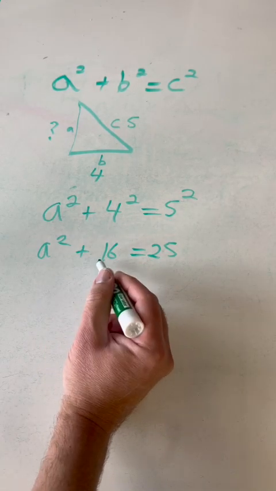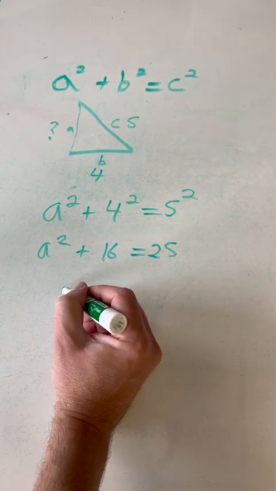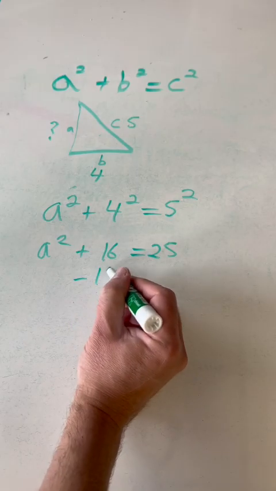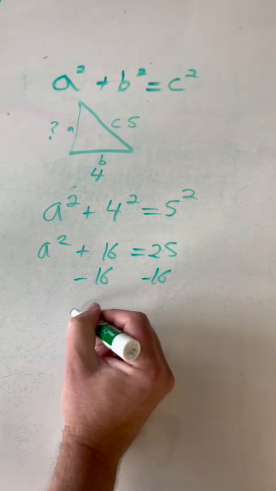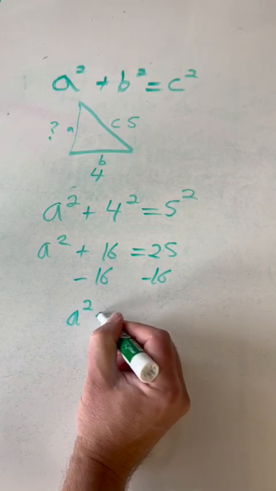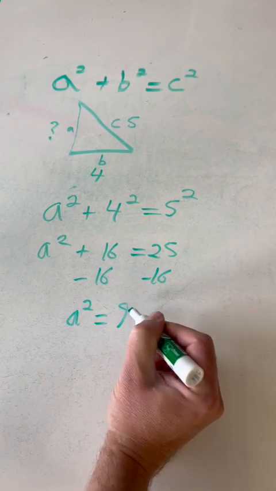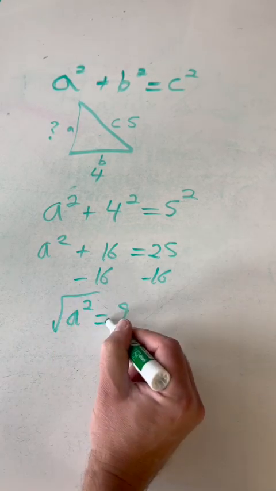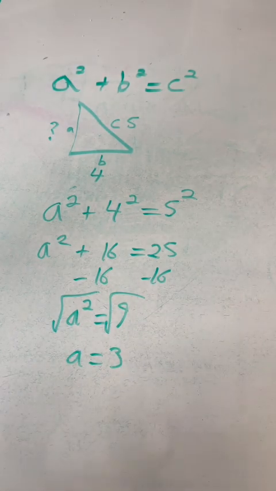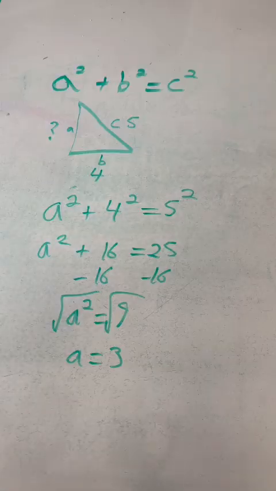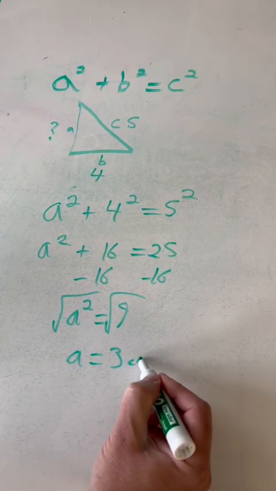So we can't leave the 16 over here, so we're just going to move it to this side. So we just subtract it from this side, and then we subtract it from this side as well, because what we do to one side, we do to the other, which gives us a squared equals 9. We have to take the square root of a and the square root of 9, which gives you a equals 3. And again, don't forget the units, whether it's centimeters, inches, or whatever.